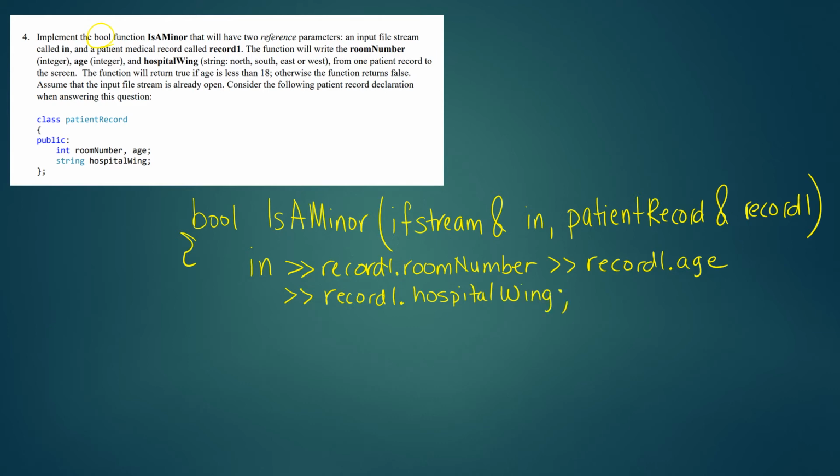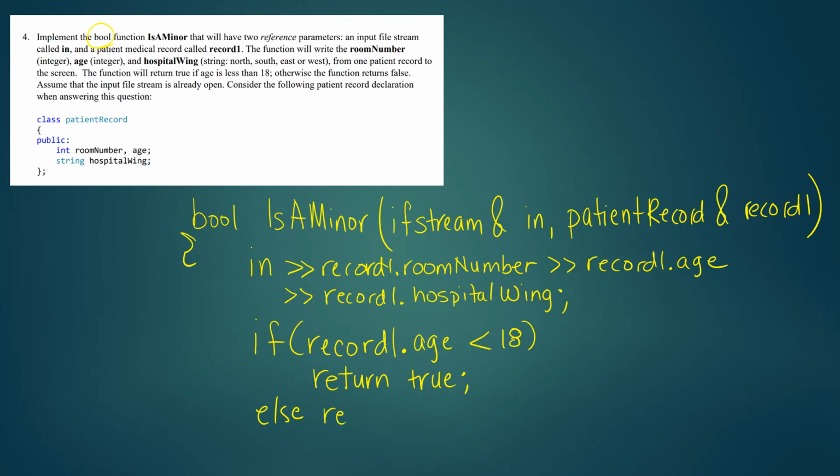Then you're going to test and see if the record1 age, you can either test for less than 18 or test for greater than or equal to 18. But if I decide to test for record1 age is less than 18, then the function will return true. And if it's not less than 18, then the function will return false.